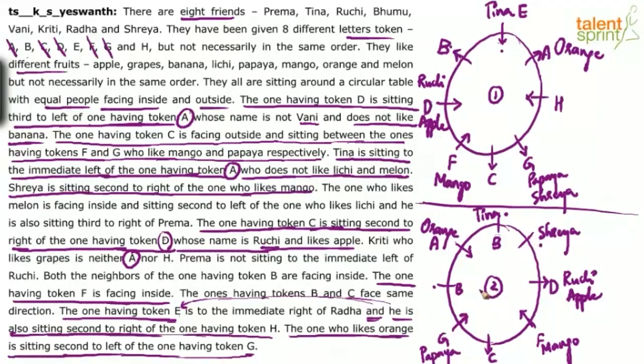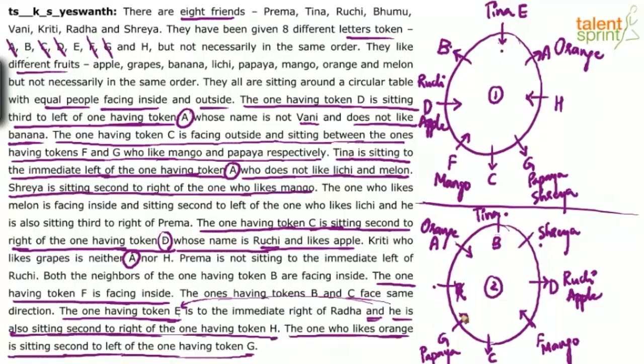Now look at this point. Can B come here? We know that E is second to the right of H. If by any chance you take B in this position, what happens? E and H have to come together. If B comes here, this will be closed. And in that case, E and H will come together. But we know that E is second to the right of H, which means B cannot come here.